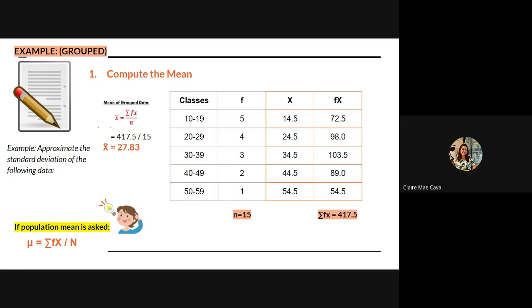What we are using here is a sample, because it is x bar. We are computing the sample mean. It's a sample this time, because in our previous examples we were working with the population. Using this formula, you have 417.5, the summation of fx, divided by 15. The sample mean is 27.83. If the population mean is asked, use this formula. It is the same process, but instead of x bar it is mu, because it is the population mean: summation of fx divided by capital N, your population size.